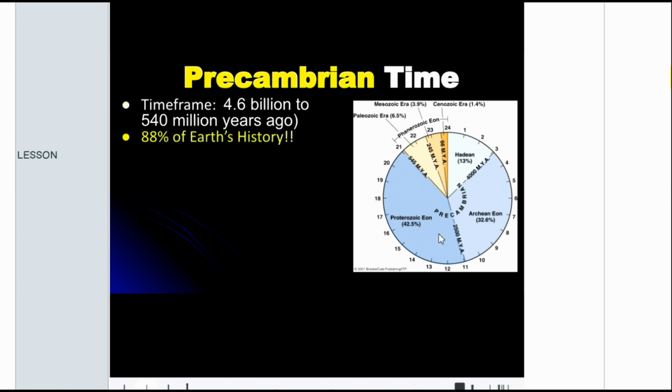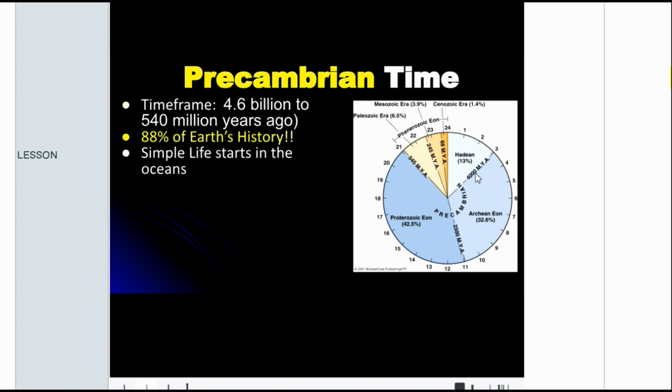It is 88% of Earth's history, so all of this blue is 88% of that pie chart. So 88% of our history of Earth is Precambrian time. If you are in class with me, guarantee that's going to be a test question. They will give you a pie chart. They'll have different amounts of the pie chart filled in with black, and you're going to pick the one that matches this one. So the black should match the blue here, so that you're showing that it is 88% of the time. Guaranteed test question.